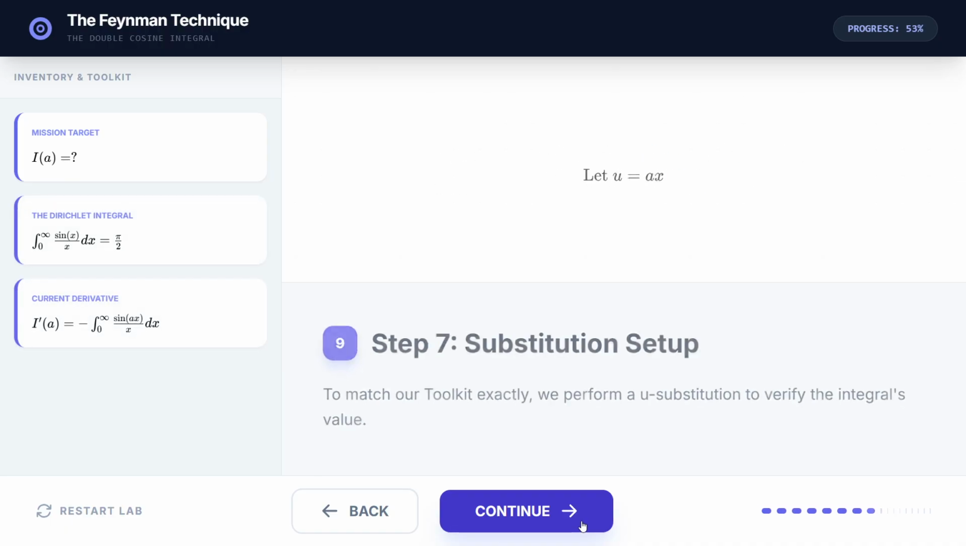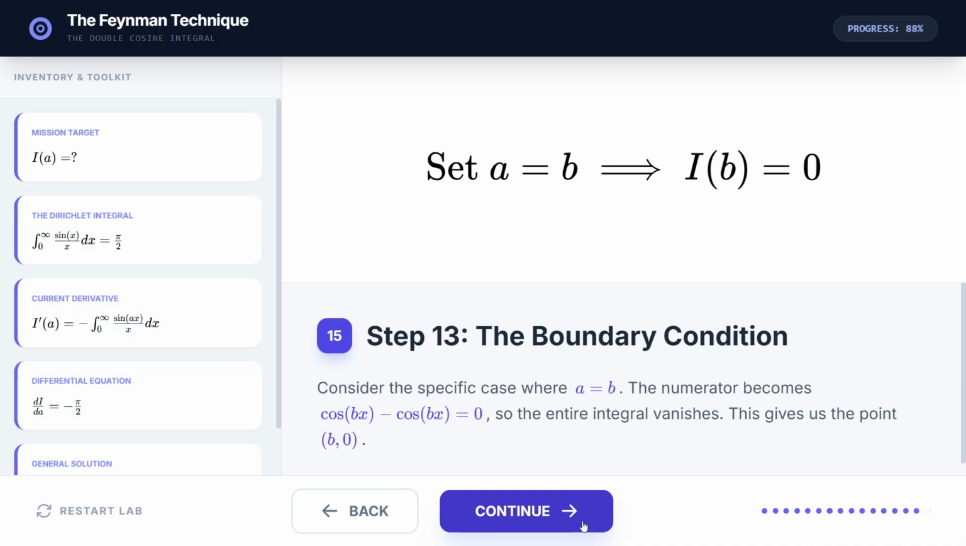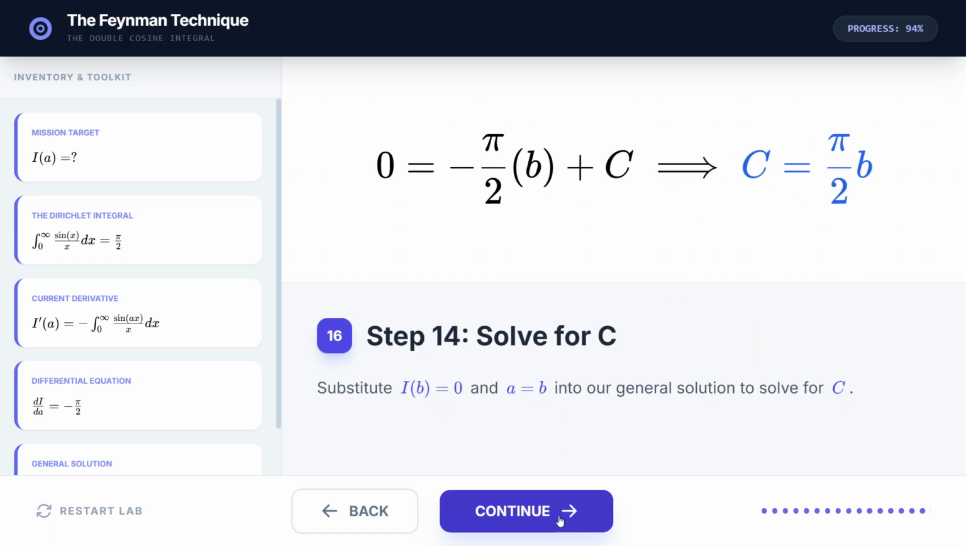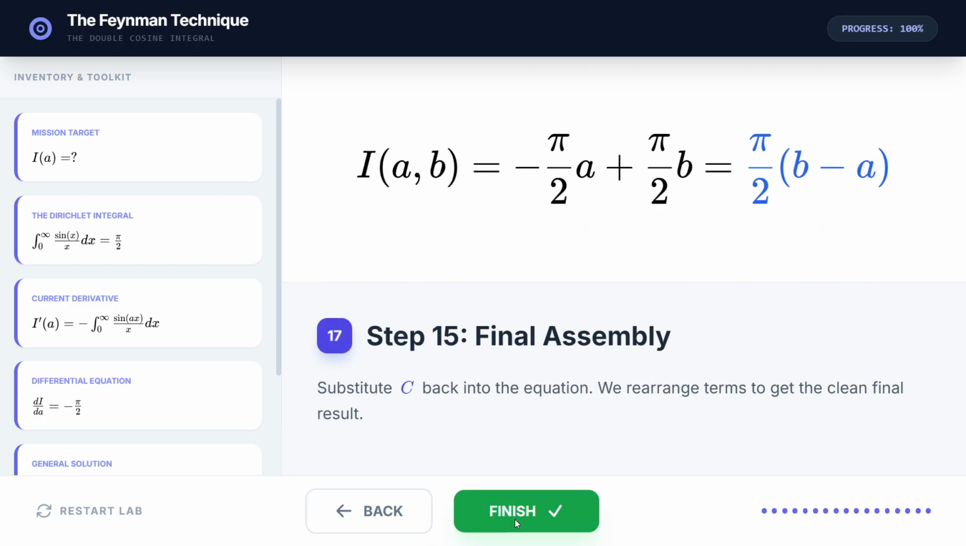So let's go back to where we were. All right. So if we set a equal to b in our original integral, we get 0. That means I of b equals 0. Well, that means 0 is equal to this, which means c is equal to pi over 2b. And we plug that in and do some algebra, and we have our final answer for our integral, and that is pi over 2 times the quantity b minus a.